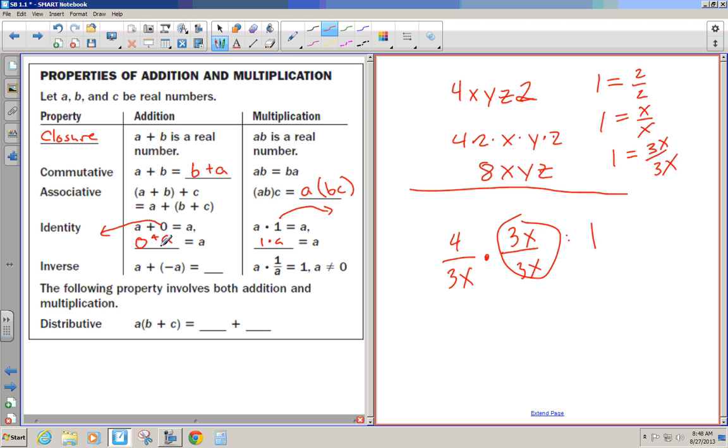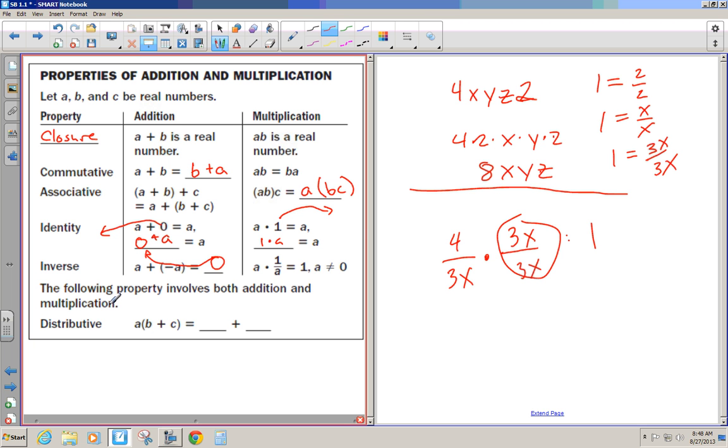The inverse now is the other way around. It's when does it disappear? What times what gives you the identity? So here's 0. So it's basically A plus its opposite gives you the identity.